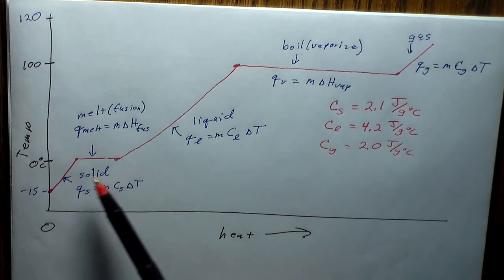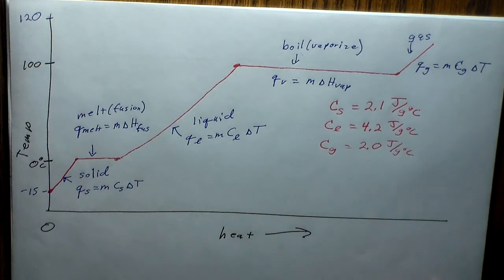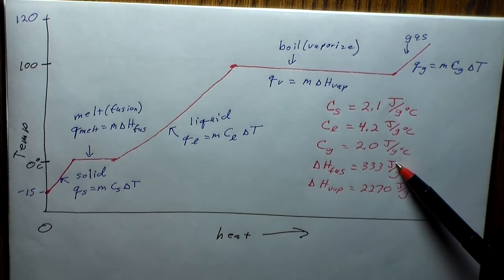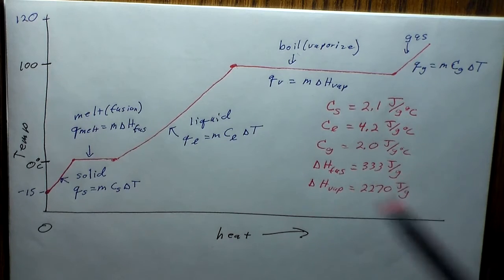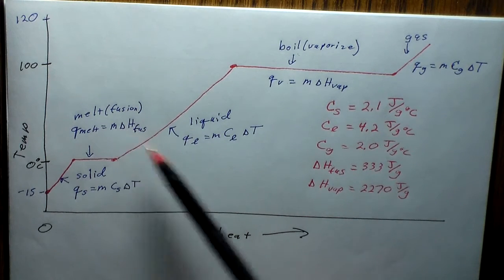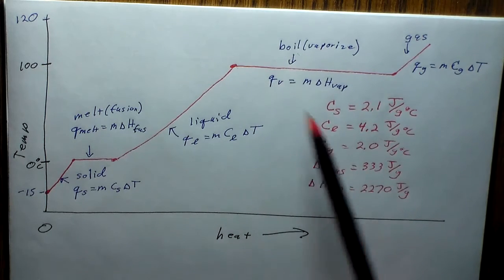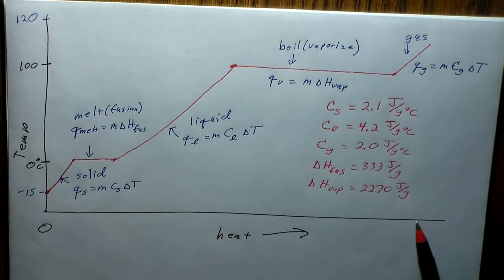And then as for the enthalpy of fusion and the enthalpy of vaporization. The enthalpy of fusion is 333 joules per gram. Notice the difference in units. This is just energy per unit mass, because, again, there is no temperature dependence in here. So you're just multiplying by the mass, and you get the joules back out. Same thing up here when you're boiling, that's 2270 joules per gram for that one.